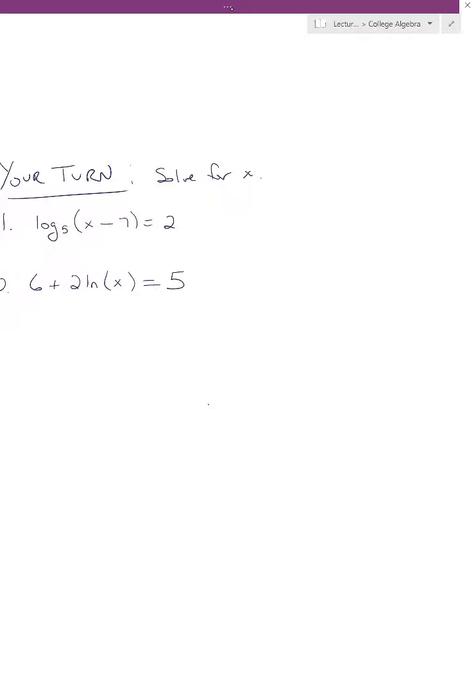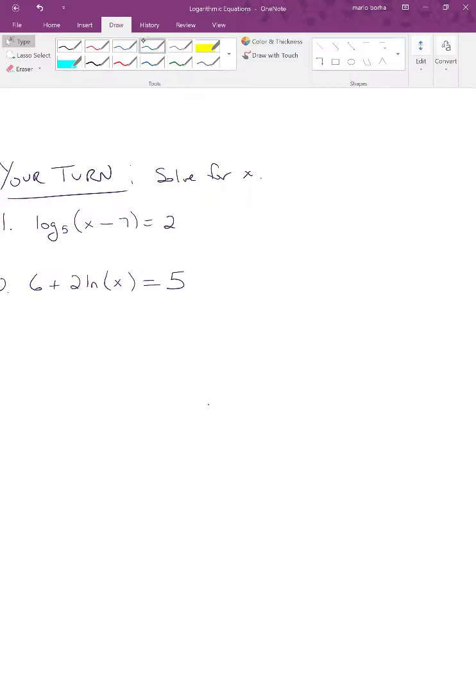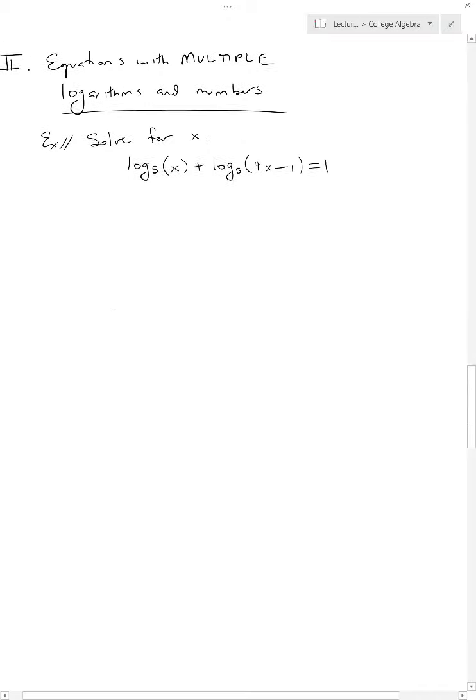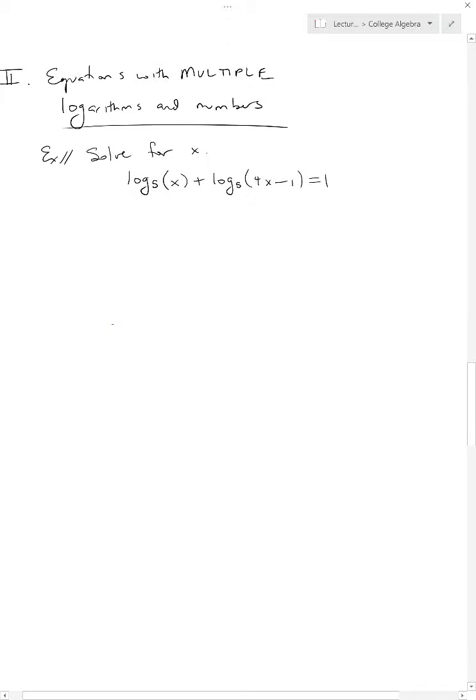Let's move now to the second type of logarithmic equation. These are equations that contain multiple logs, so you have more than one, and you have constants, you have numbers. So in this case, I want to solve for x, and I have log base 5 of x plus log base 5 of 4x minus 1 is equal to 1.